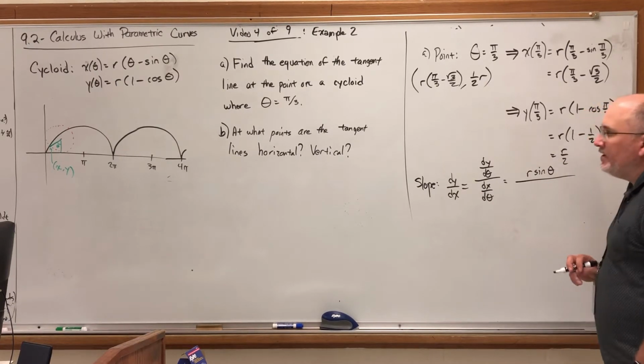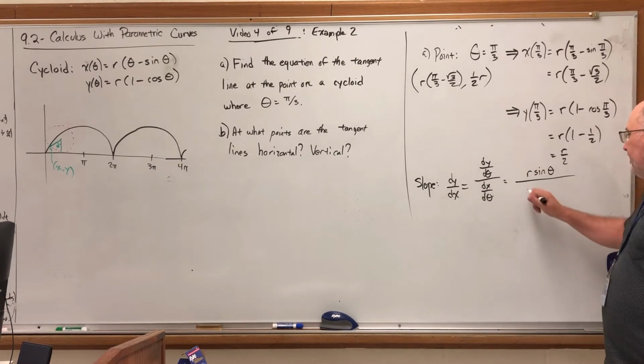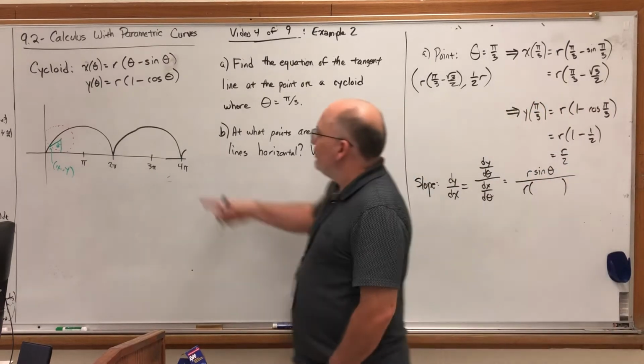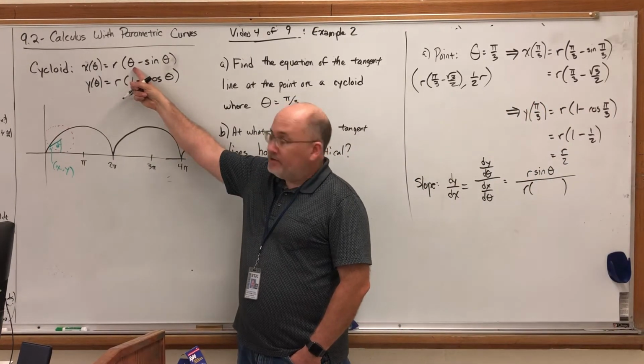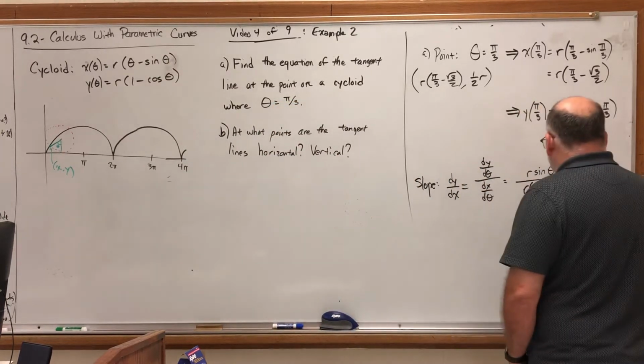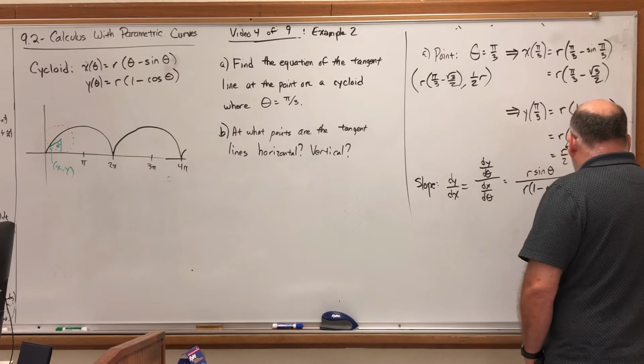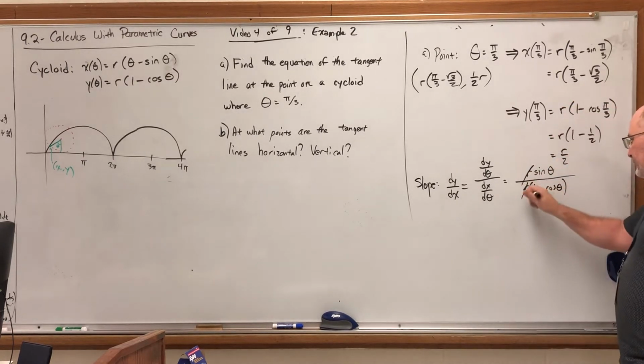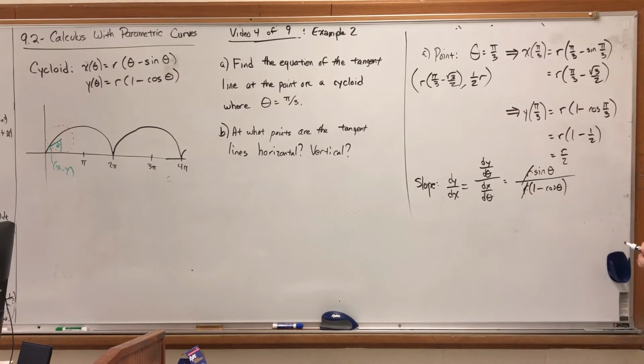In the denominator, we calculate the derivative of x with respect to theta. So it's going to be r times something. The derivative of theta with respect to theta is 1. The derivative of sine with respect to theta is cosine theta. And so we get 1 minus cosine theta. Look at that, the r's cancel, since they're both factors in their respective sides of the fraction, leaving us sine of theta over 1 minus cosine theta. Notice that the slope of the tangent line doesn't depend on r anymore. It only depends upon how far we've rotated.